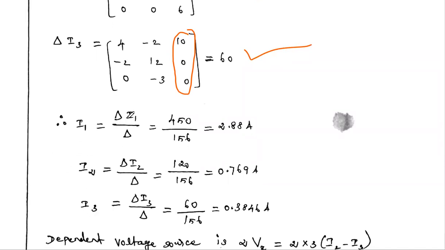So after calculating del I1, del I2, del I3, we have to find the currents I1, I2, I3. So I1 equal to the ratio of del I1 by del. So 450 divided by 156. So the answer is 2.88 amps. Similarly, I2 equal to del I2 by del. It is 0.769 amps. I3 equal to del I3 by del. It is 0.3846 amps. Okay, so we calculated the three loop currents I1, I2, I3.